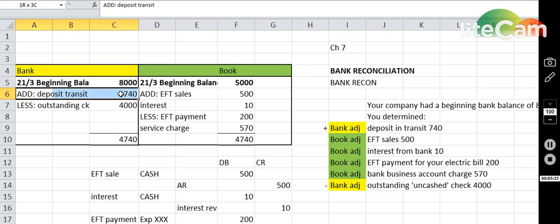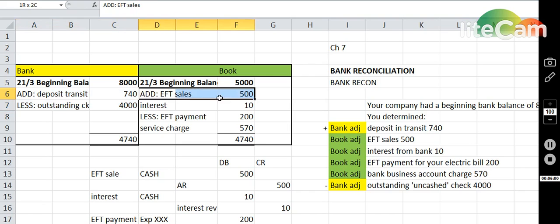My bank adjustments, I will never need to make journal entries for these because we already have the journal entries on our book side. Okay? That's why we're not in balance. That's why our numbers do not equal, because we've made the journal entries on our book side, but the bank hasn't adjusted for them yet. So we make those adjustments. Again, we will not make journal entries for bank adjustments.